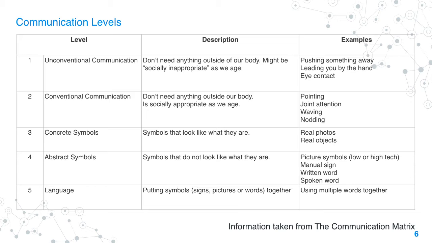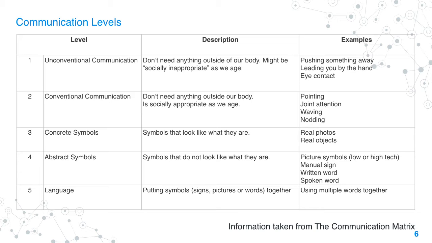Level 4 is abstract symbols, and so these are symbols that do not look like what they represent. These include pictures, so either pictures you're printing out from the internet or pictures on your child's talker. It includes manual sign, written words, and spoken words. These are all things that don't look like what they actually mean.